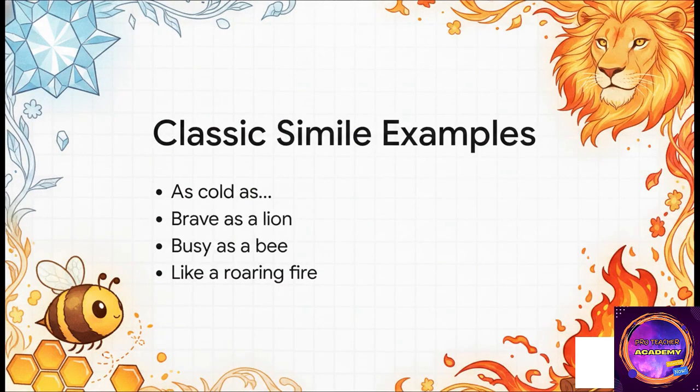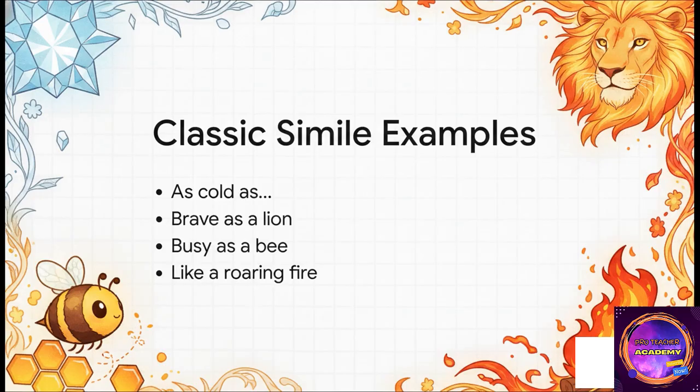To ground that abstract definition a bit, let's look at some classic examples pulled directly from the Mastery Mats resources we found in our source data. Phrases like, as cold as ice, brave as a lion, busy as a bee, and like a roaring fire. We all know these, right? They are deeply embedded in our everyday language.